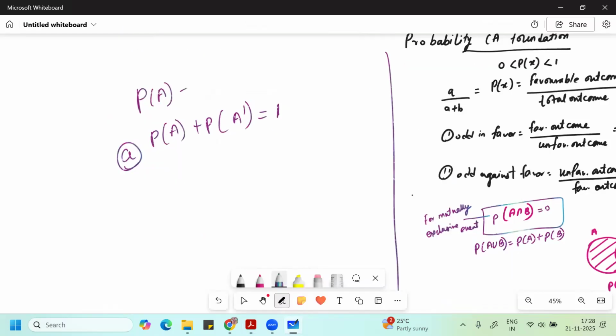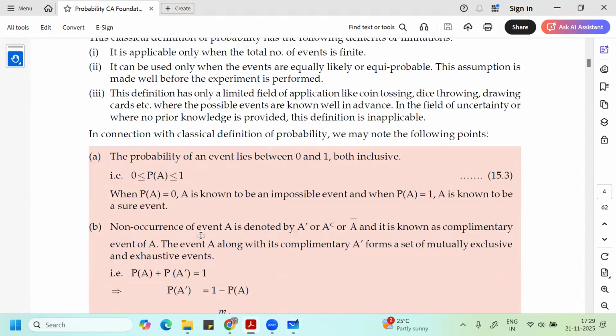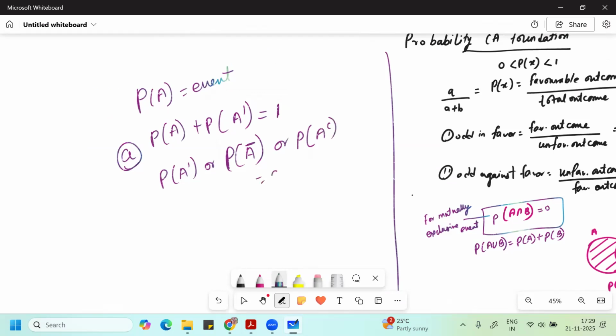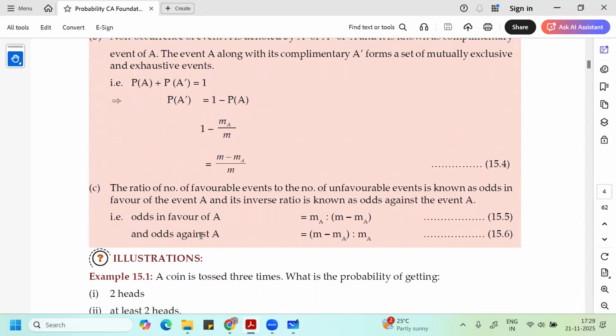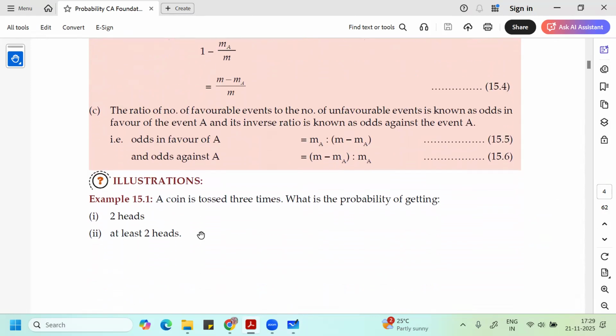If probability of A is for the event, then probability of A dash, or A over bar, or A superscript C, all these mean the complementary event. Probability of A is the probability of the event happening, so the probability of the event not happening is the complementary event. The odds in favor and odds against formulas I already told you.